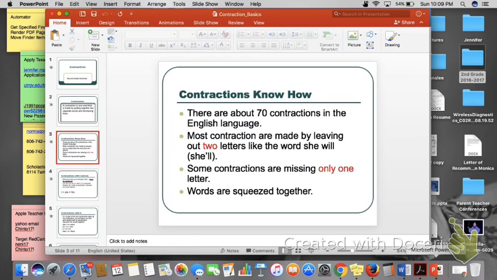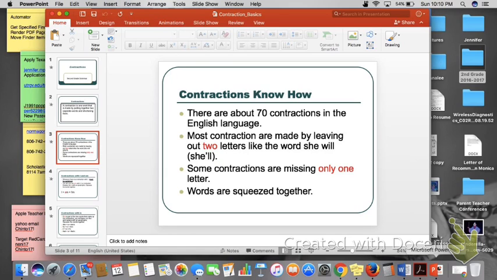So, this is just telling us that there are 70 contractions, that there's 70 words that are contractions in the English language. And most contractions are made by leaving out two letters like the word she will. Some contractions are missing only one letter and the words are squeezed together. So some contractions are only missing one letter and some contractions will be missing two letters.